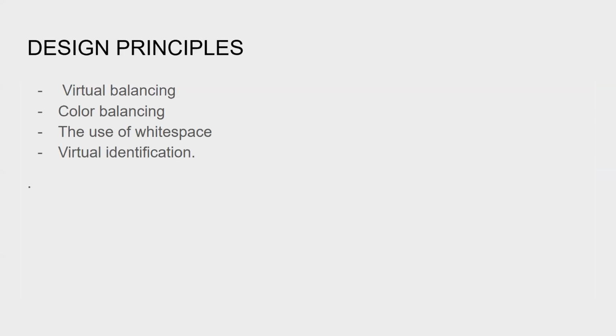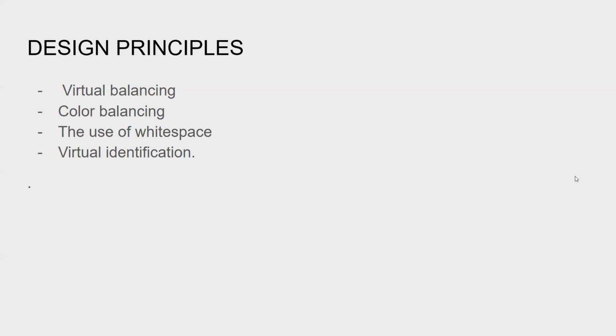The core design principles. There are some major design principles, and I listed some. The first one is visual balancing. This is the arrangement of our elements to create a sense of stability. When using visual balancing, we have to know that the words we are using and our arrangements go hand in hand. It is not just on and off. It should be in a stable form.